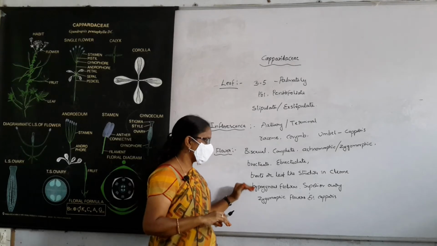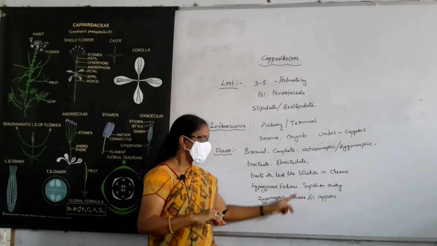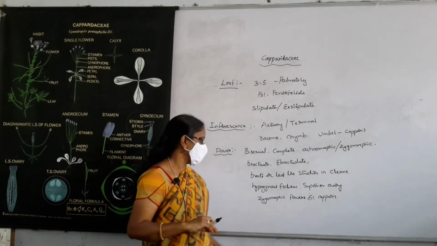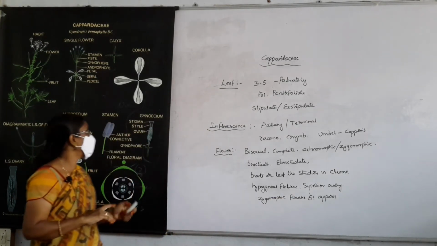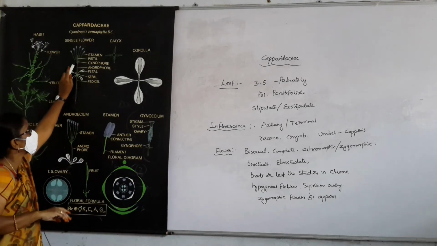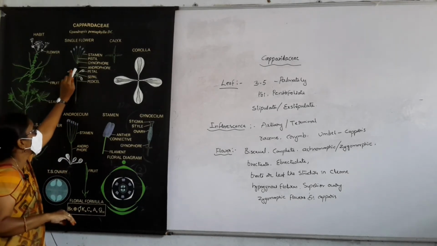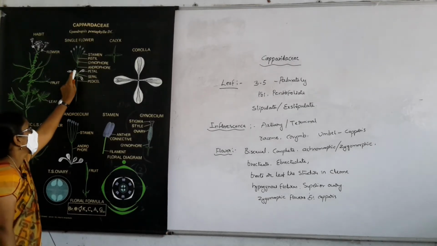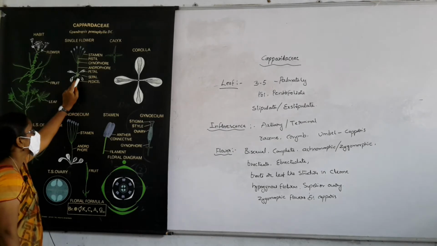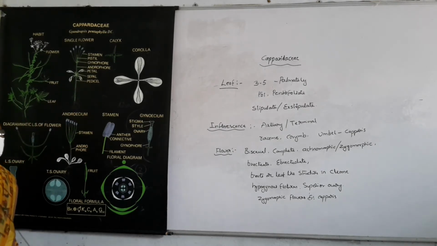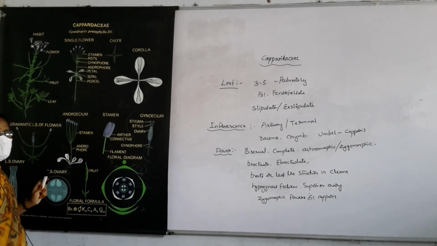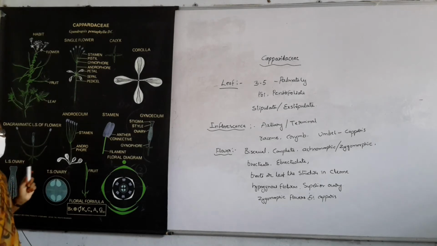And these flowers are hypogynous flowers with a superior ovary, and zygomorphic in Capparidaceae. Below the ovary, stamens, calyx and corolla are present. These flowers are hypogynous and the ovary is superior. This is a single flower.